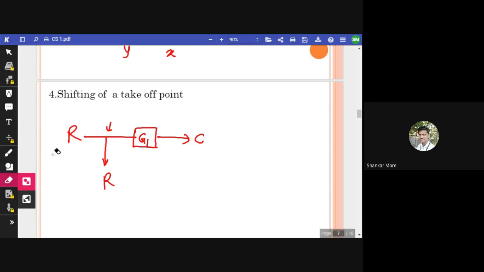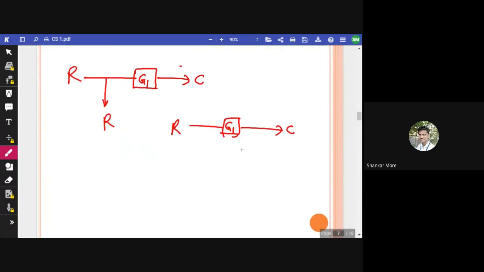Now I want to transfer this takeoff point after G1. In this case, G1 comes before this takeoff point. So R will be here. Then we have C here. So how can we write this takeoff point here? Takeoff point comes like this, and it is 1 by G1. Okay, I will write it in a way it will be understandable for you. 1 by G1, and it should be again R only. Got this?